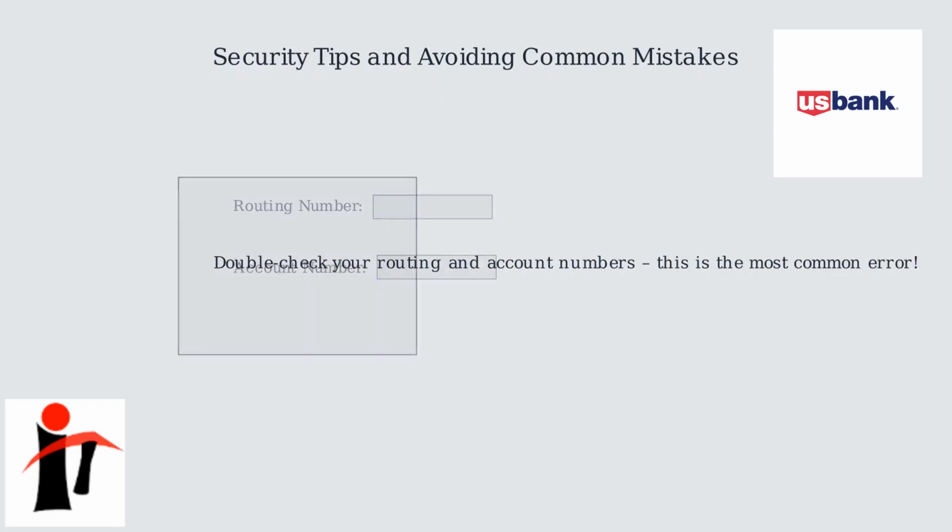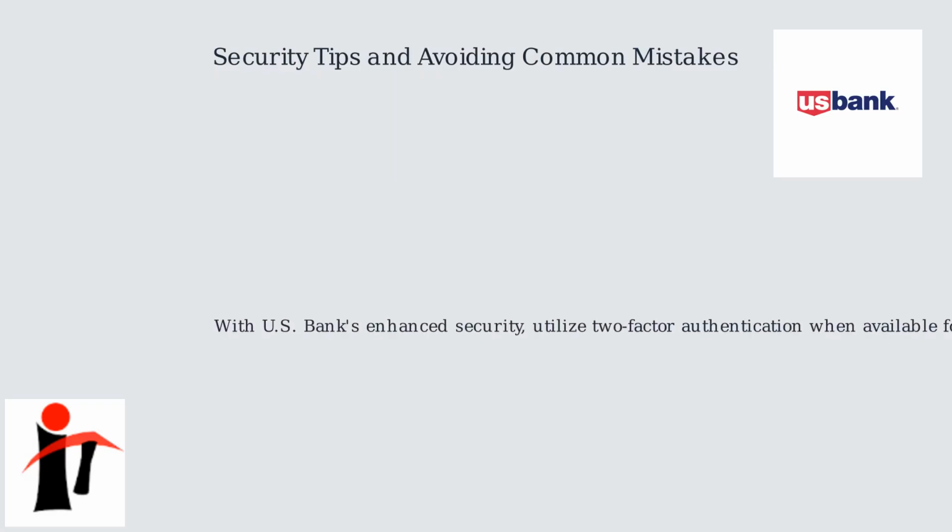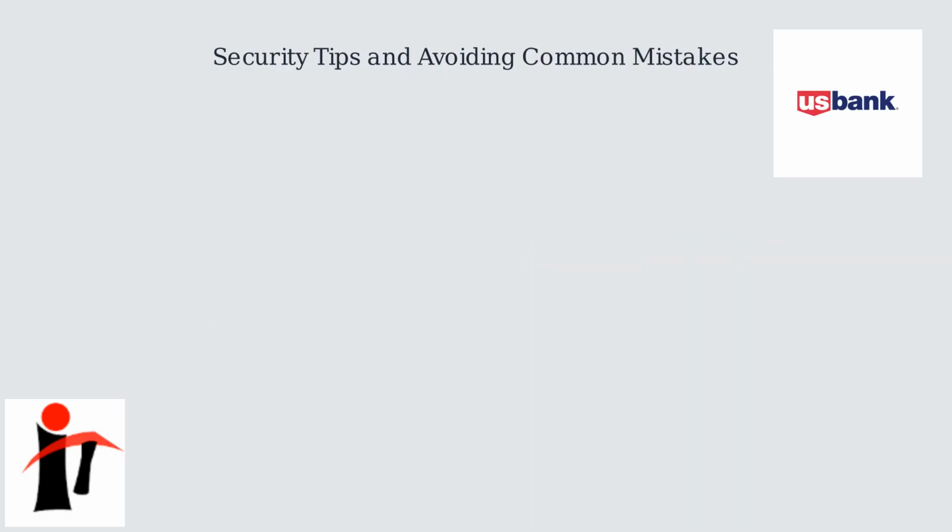Double-check your routing and account numbers. This is the most common error. Incorrect numbers can cause deposits to fail or go to the wrong account. With U.S. Bank's enhanced security, utilize two-factor authentication when available for submitting the form. This adds an extra layer of protection beyond just your password.